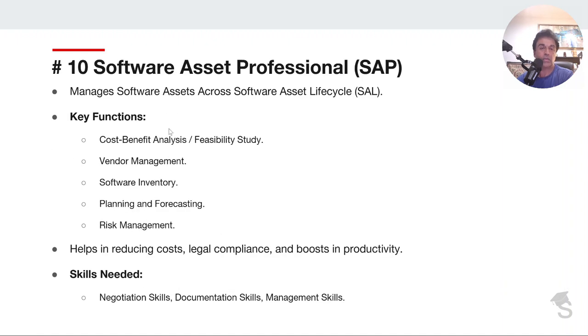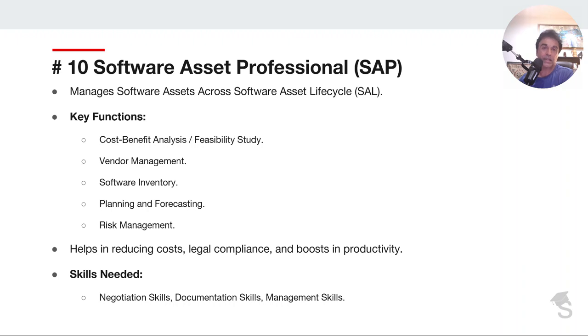Now let's talk about Software Asset Professional, SAP. Surprisingly, not many people know that this role exists. I'll just call it SAP. SAP manages software across its life cycle.